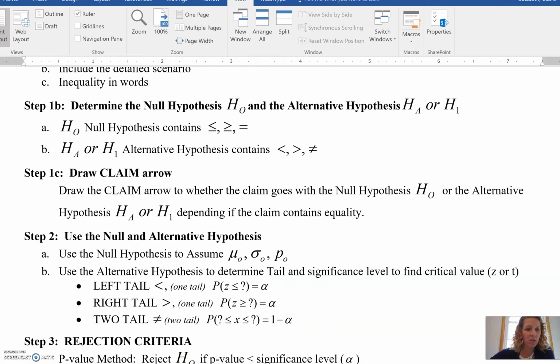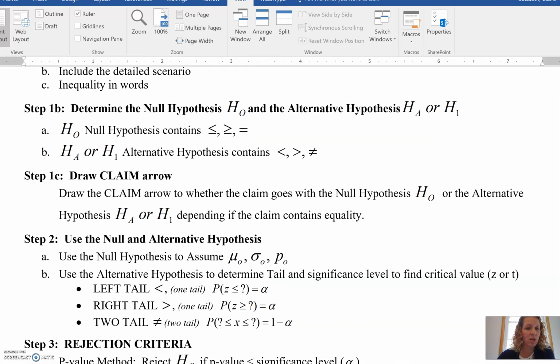Last thing we do in setup is we're going to use the null and the alternative hypothesis in different ways. We're going to use the null hypothesis to have the underlying assumption, or the claimed mean, claimed proportion, or claimed standard deviation. We're also going to use the alternative hypothesis to determine the tail and significance level and find the critical value. We're going to look to see if it's a left tail, right tail, or two-tailed test.